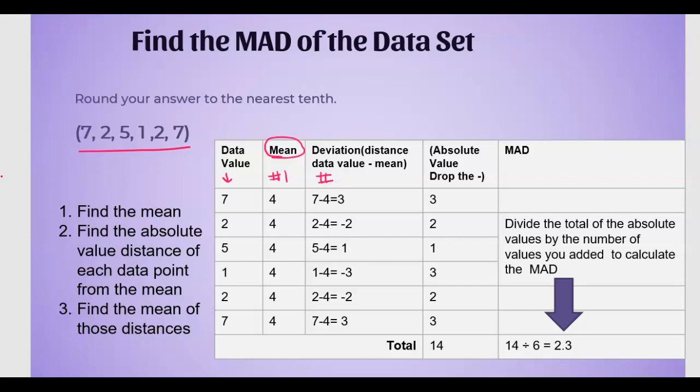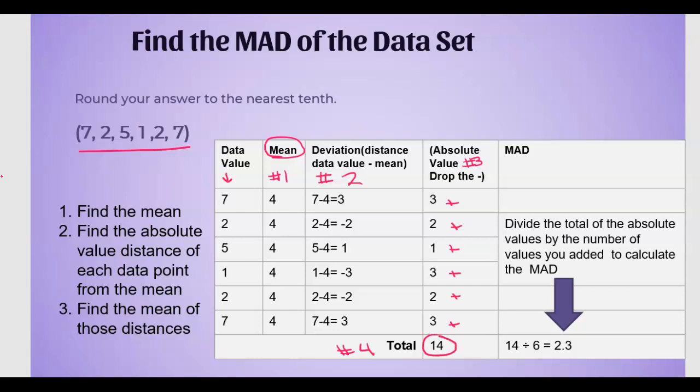I drop the negative sign. This is step number 3. So you see all these numbers are positive numbers, right? Okay, you add these all together. This is your step number 4. You add all of these together and you come up with 14.